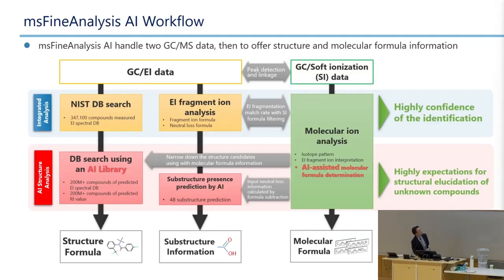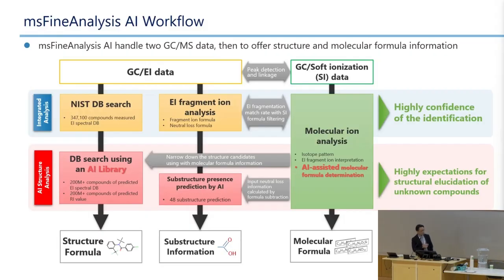The first phase is called integrated analysis. At the beginning, we do the NIST database search. The software also does EI fragment ion analysis using the high-resolution mass spectrum, and molecular ion analysis from the soft ionization data. If these results are completely consistent, we get a high-confidence identification. But if they are not consistent, the software goes to the next step, AI structure analysis.